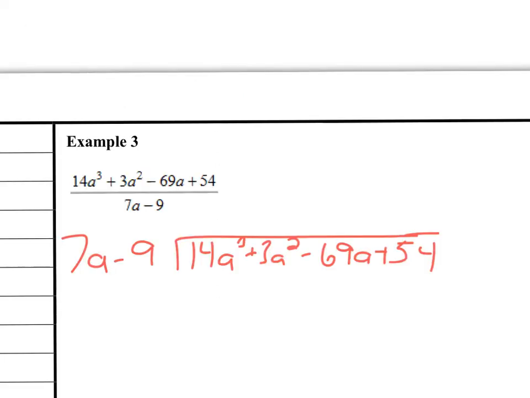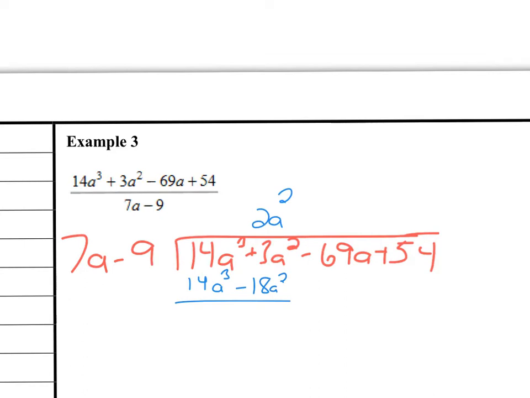So the first thing we ask ourselves is, how can I make that 7a become a 14a to the 3rd? That's a horrible 3, but it is a 3, or at least it's supposed to be. So 14a cubed. So obviously we're going to multiply by 2, and we have to use an a squared. So 7a times the 2a squared is going to give me the 14a cubed, which is what I'm looking for. So again, 2a squared. So now I have my 14a cubed. And then I have to multiply my negative 9 times the 2a squared, which is going to give me negative 18a squared.